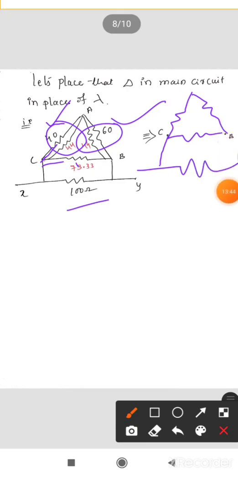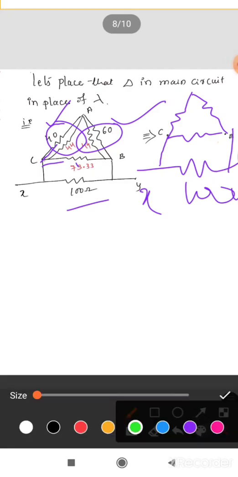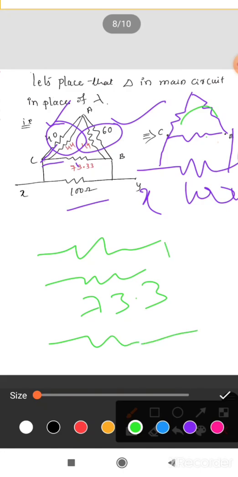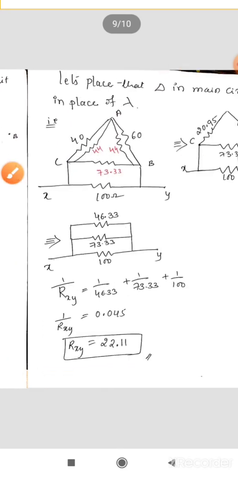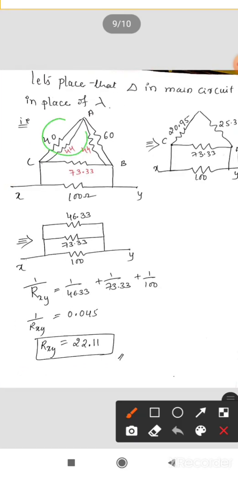This is your 100 ohm. After this, these two will become in series. This 73.33 will be here, and then the 100 ohm here. This is between X and Y. In the same way, once you have taken the combination, it is 20.95, and this one is 25.38. Then the parallel equivalent of 73.33 and 100 ohm.